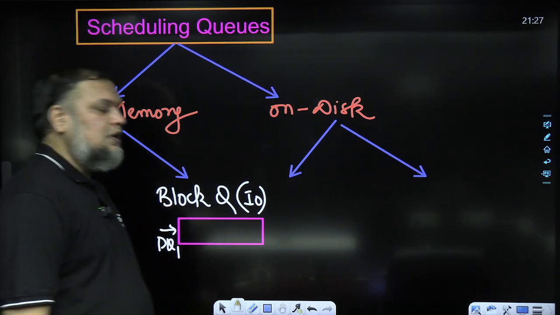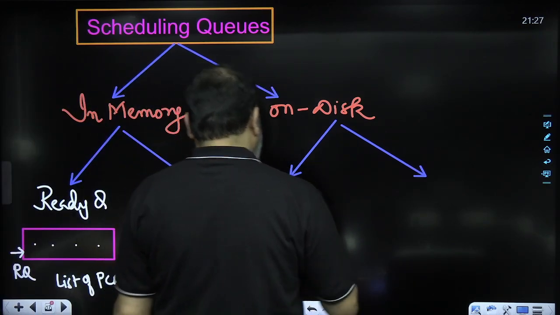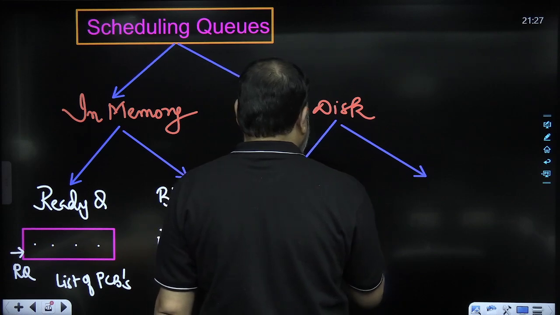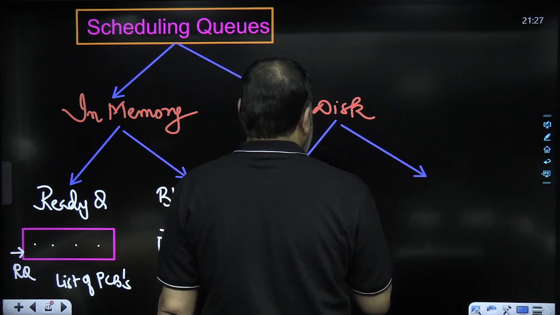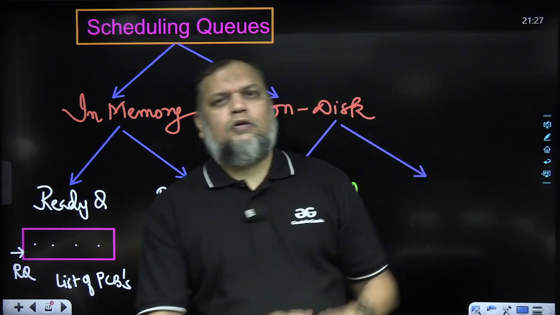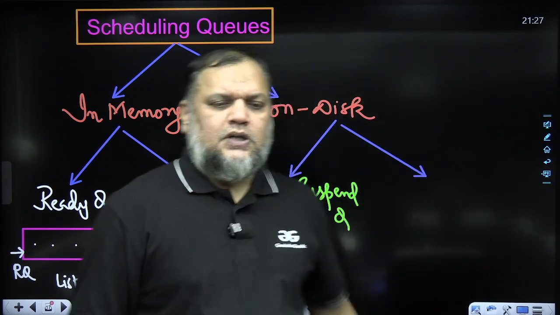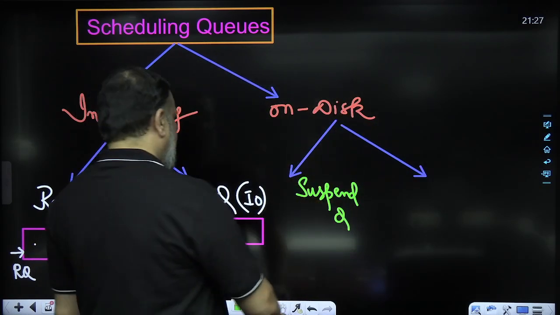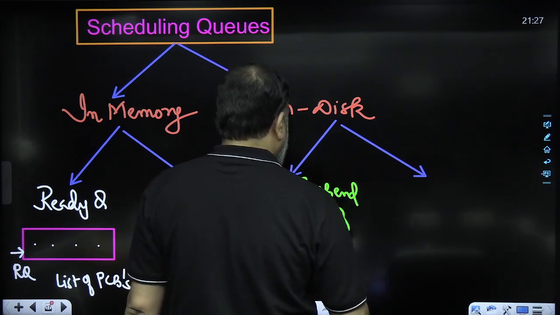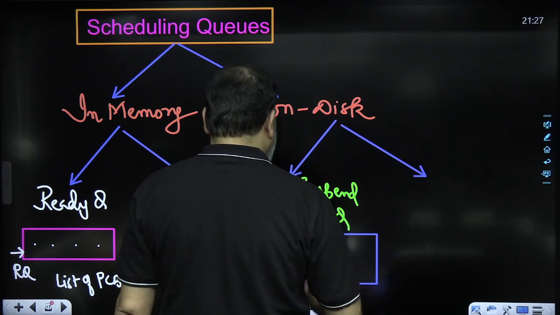Then what are the queues on disk? As I described just now, the one important queue on disk is the suspend queue. I mentioned that sometimes processes have to get suspended, swapped out from main memory to disk. So I should have some area on disk where I am going to store the process. That area demarcated for storing suspended processes is termed the suspend queue.